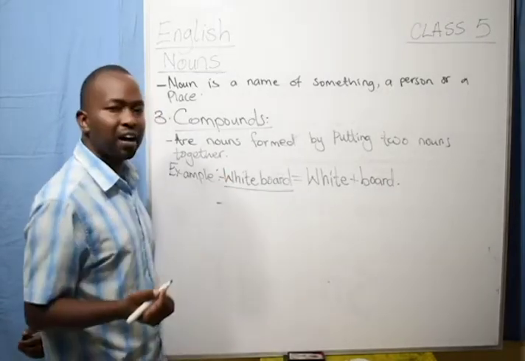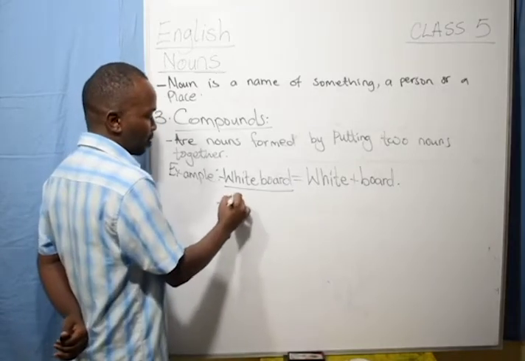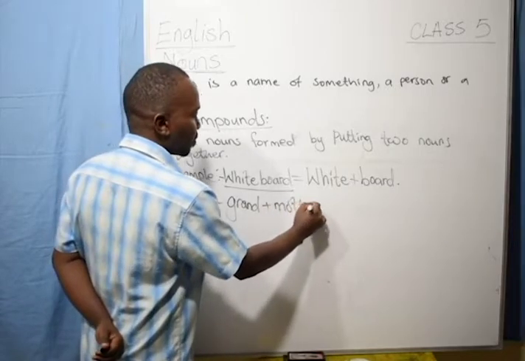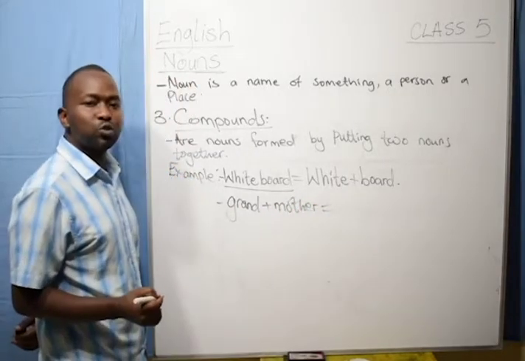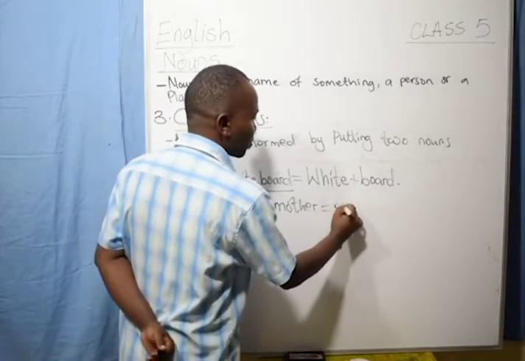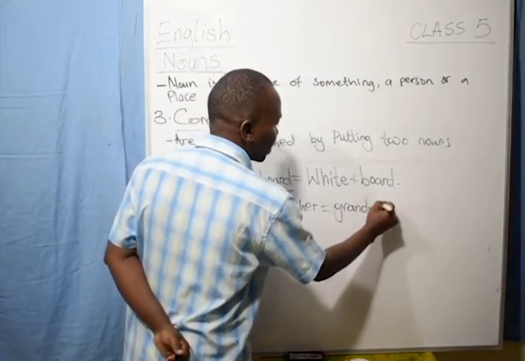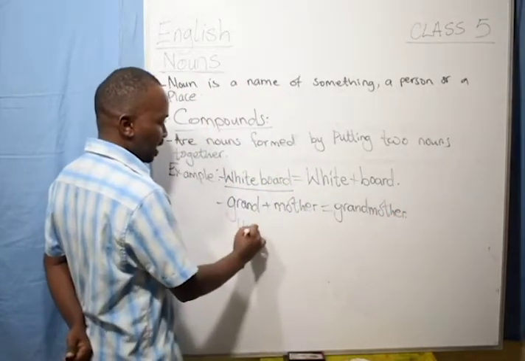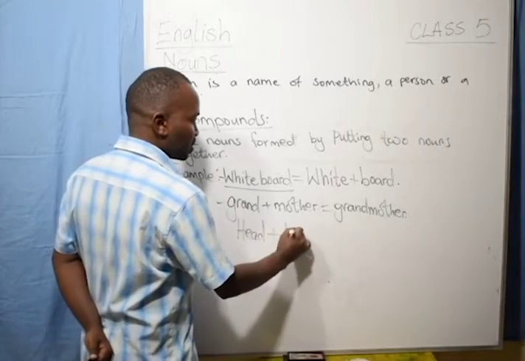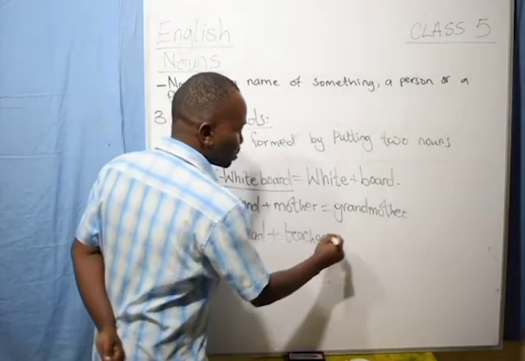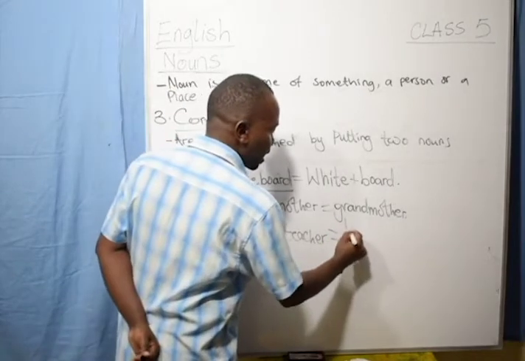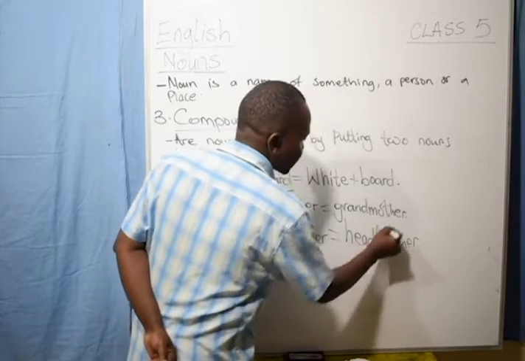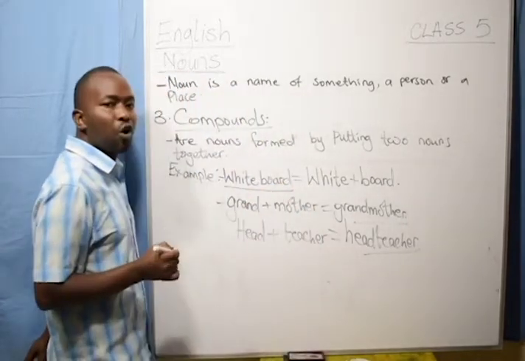We can have another one, grand plus mother. When we put those two words together, we get a grandmother. We have head plus teacher. Putting those two words together, we get a head teacher. So, all these are examples of compound nouns.